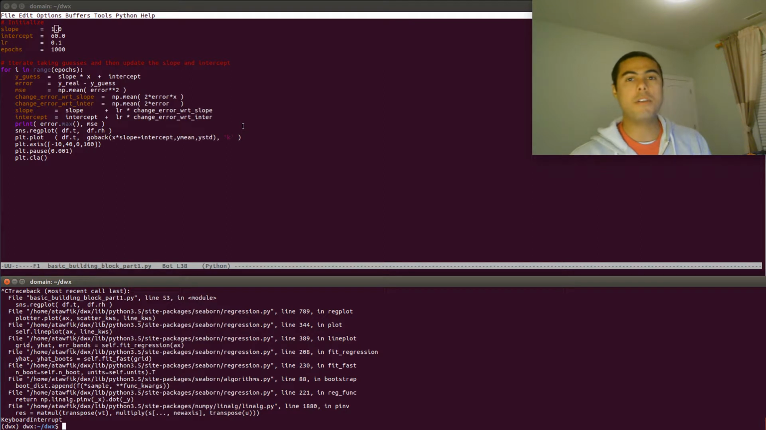So hopefully by now we've gone through the basic building blocks and we understand something about the concept of what it means to change the error over time. So how do you update the slope and the intercept? What are the actual variables that are involved? The things that the neural network is trying to predict oftentimes are called parameters. And those parameters are the slope and the intercept.